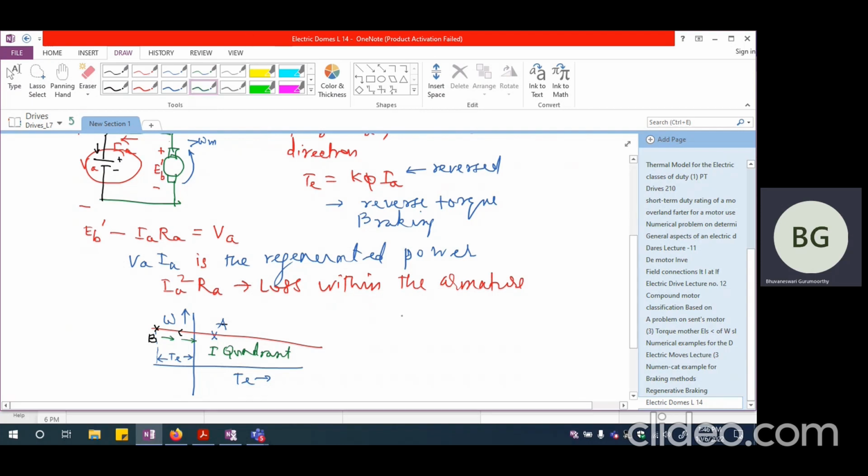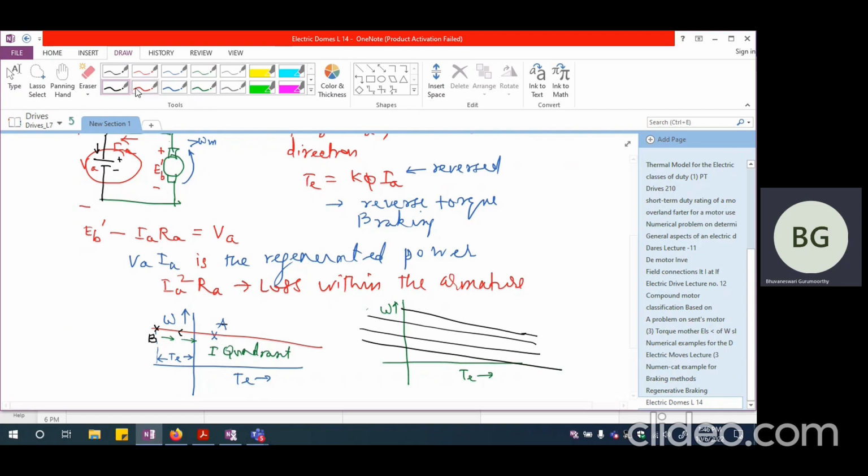So if I want regeneration on a continuous basis, let us say this is the torque axis and this is the speed axis, and I'm going to have multiple characteristics like this. This is the first one, this is the second one, third one, fourth one, and so on. I'm going to have this for different values of armature voltage. So let's say this is VA1, this is VA2, this is VA3, this is VA4, and so on, for different values of armature voltages. So originally, let us say my machine was operating at this particular point.